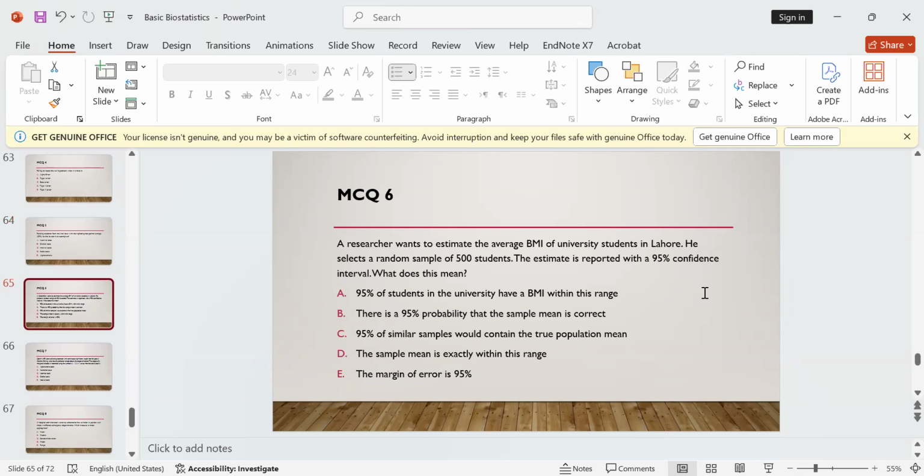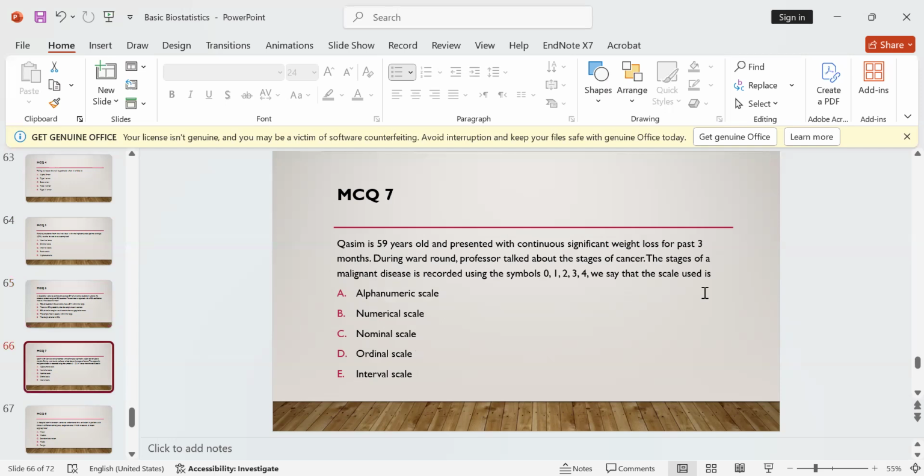MCQ number 6. A researcher wants to estimate the average BMI of university students in Lahore. He selects a random sample of 500 students. The estimate is reported with a 95% confidence interval. What does it mean? A. 95% of the students in the university have a BMI within this range. B. There is a 95% probability that the sample mean is correct. C. 95% of similar samples would contain the true population mean. D. The sample mean is exactly within this range. E. The margin of error is 95%. The answer is C.